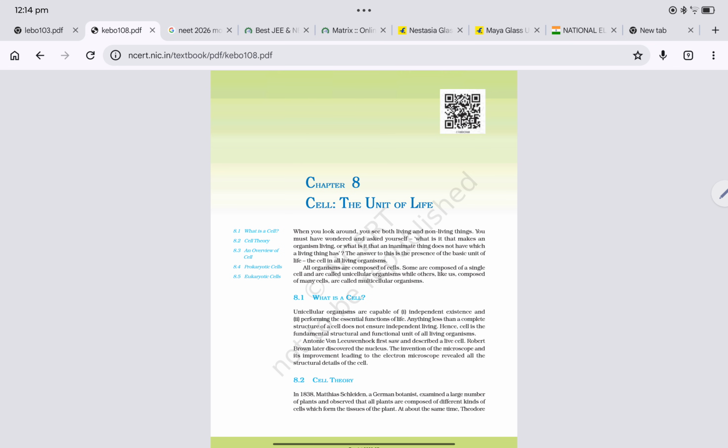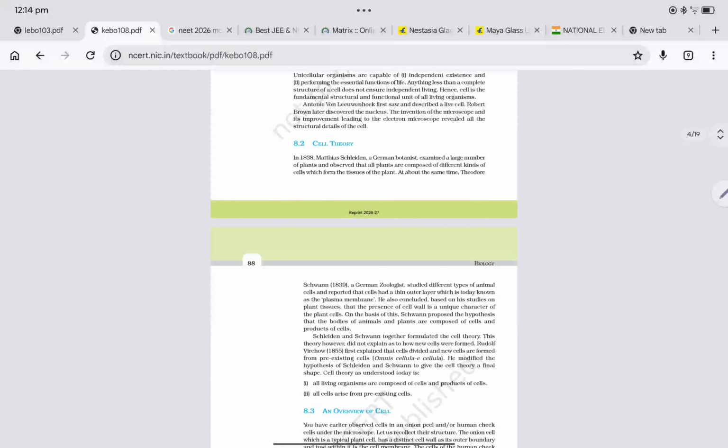cell. 8.2 Cell theory. In 1838, Matthias Schleiden, a German botanist, examined a large number of plants and observed that all plants are composed of different kinds of cells which form the tissues of the plant. At about the same time, Theodor Schwann, in 1839, a German zoologist, studied different types of animal cells and reported that cells had a thin outer layer which is today known as the plasma membrane. He also concluded, based on his studies on plant tissue, that the presence of a cell wall is a unique character of the plant cells.